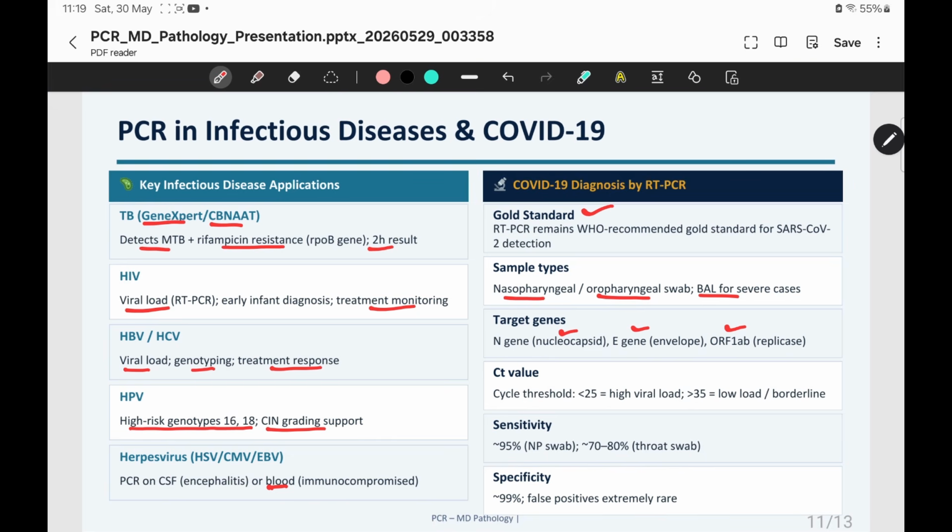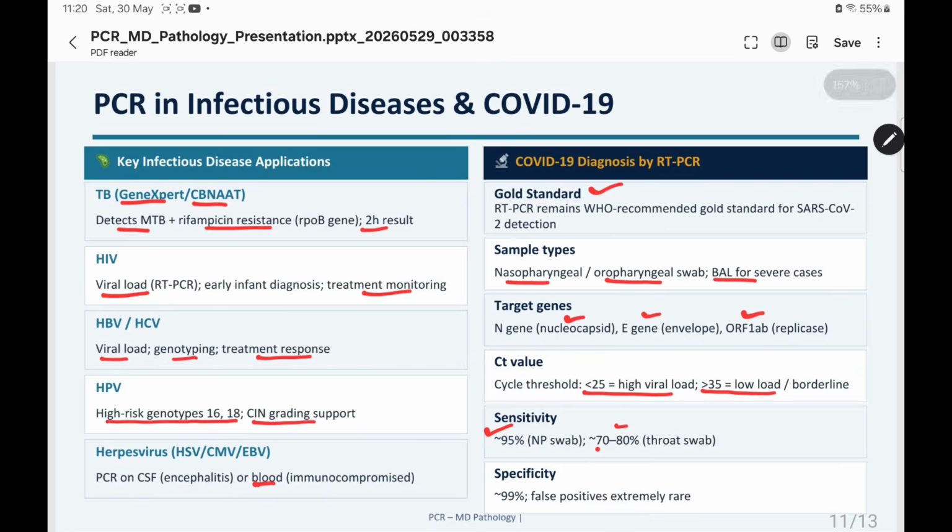The CT value or the cycle threshold value, if it is less than 25, then it indicates high viral load, and if it is more than 35, then it indicates low viral load or the borderline. Sensitivity of this process is around 95% if nasopharyngeal swab is used, and 70 to 80% if throat swab is used. Specificity is around 99%, and the false positive results are very rare.